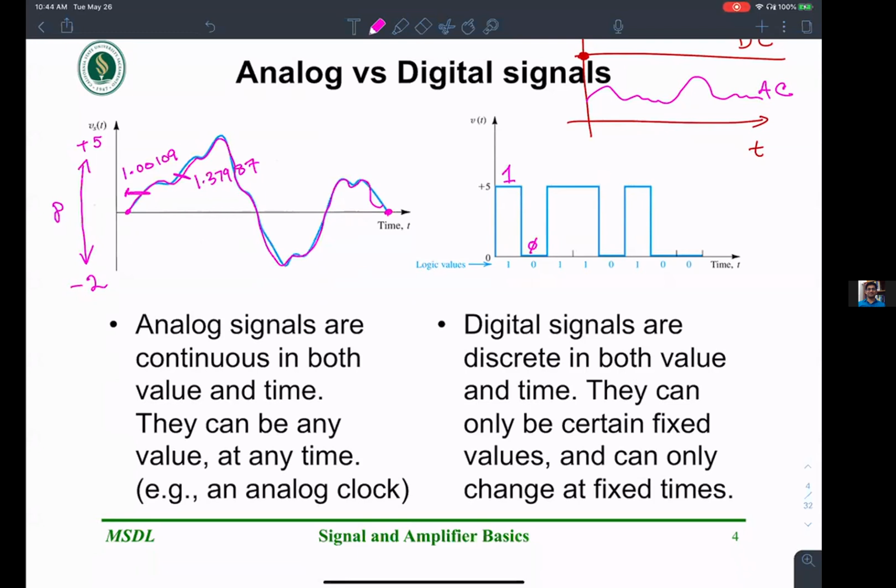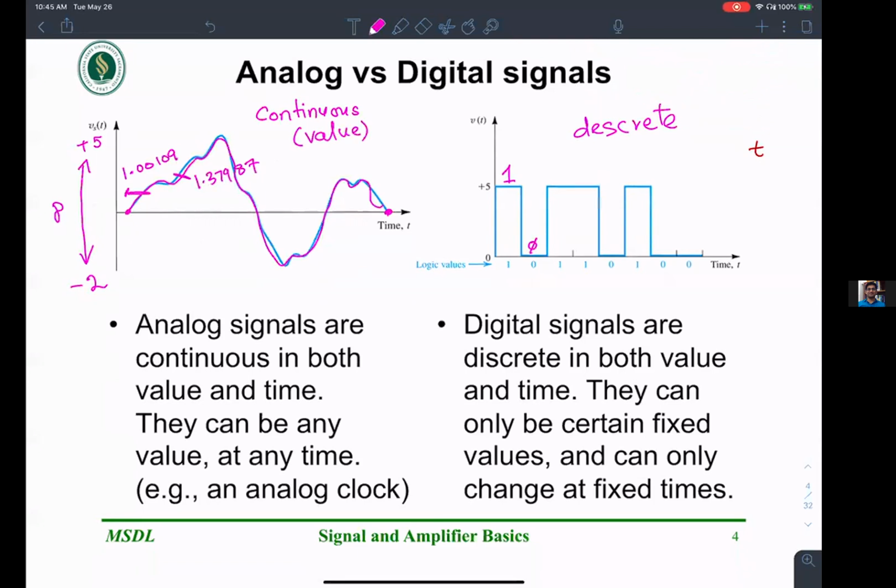Okay, so the fundamental difference between analog and digital signals is that analog signals are continuous. They're continuous in value and continuous in time as well. On the other hand, digital signals are discrete in value. A digital signal cannot take a value of 0.009 because it's quantized. It's either rounded down or rounded up to its nearest integer. So that's the difference between analog and digital.